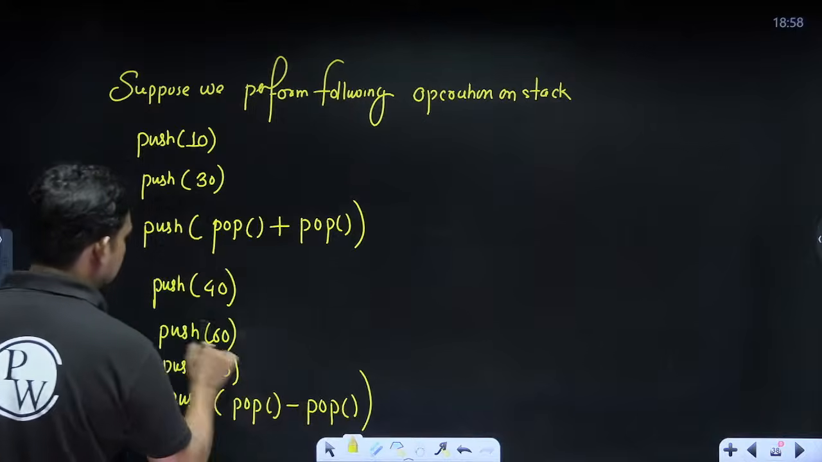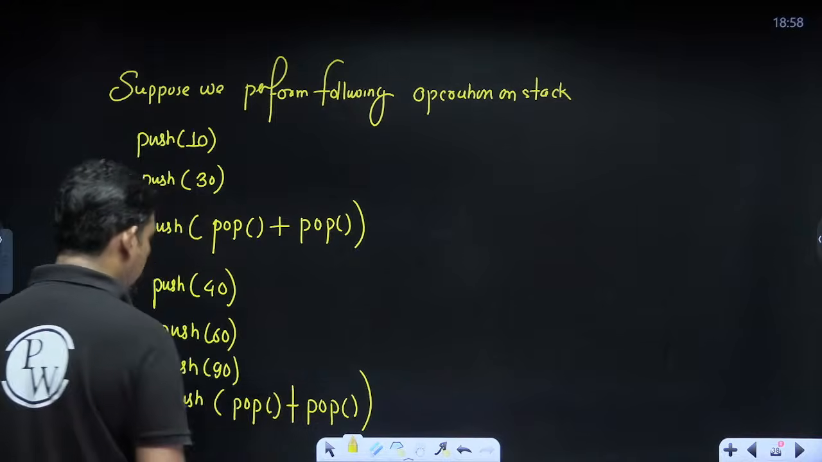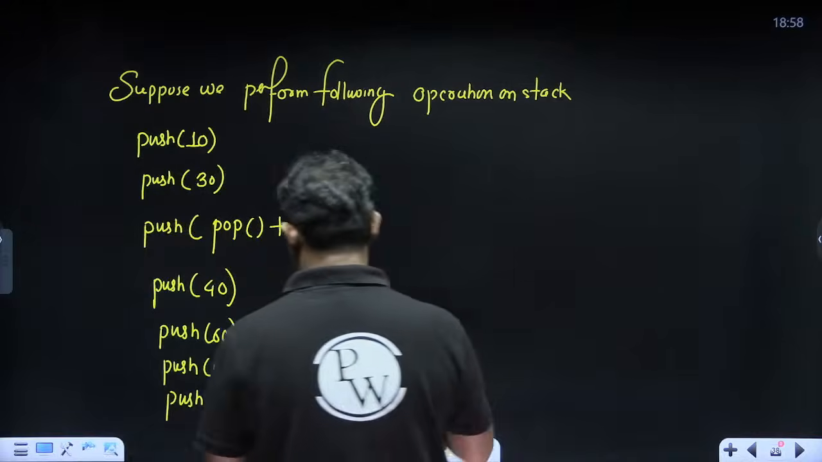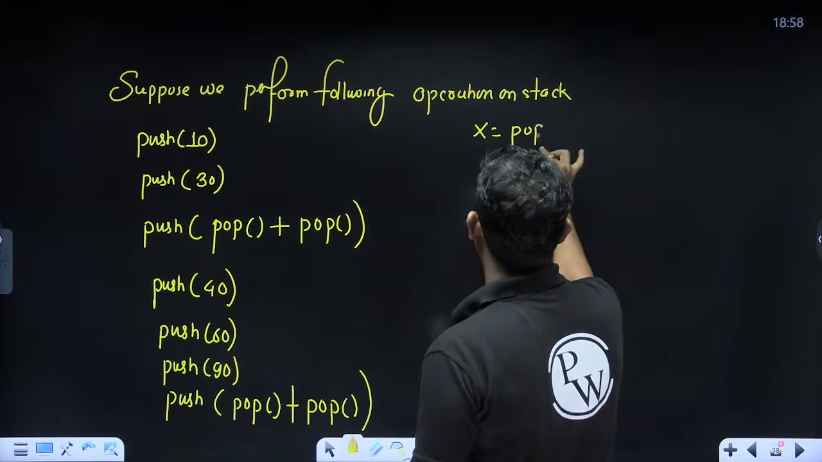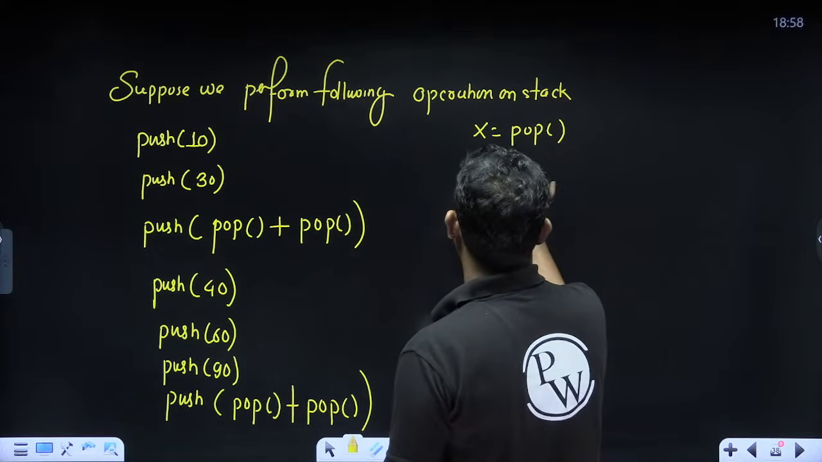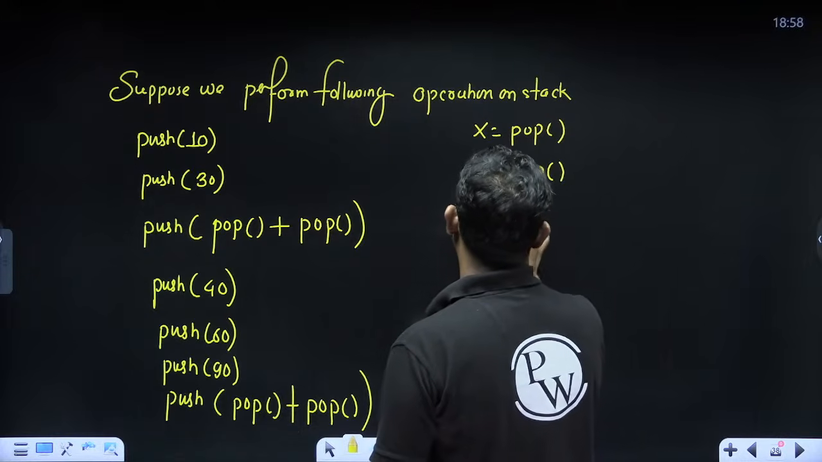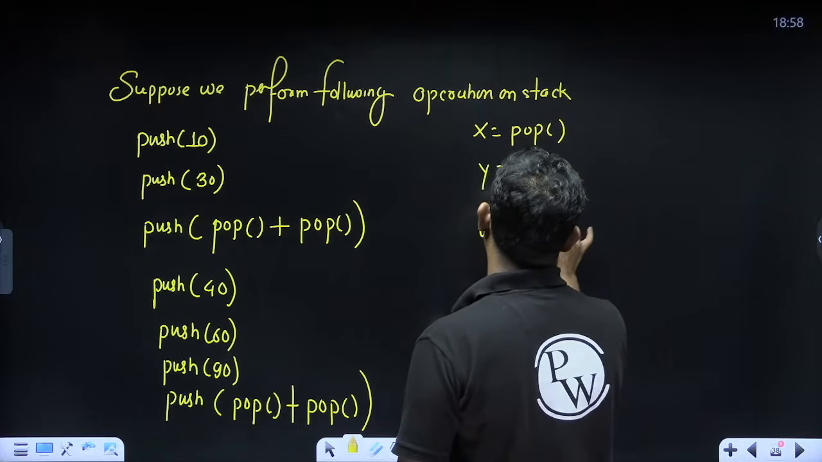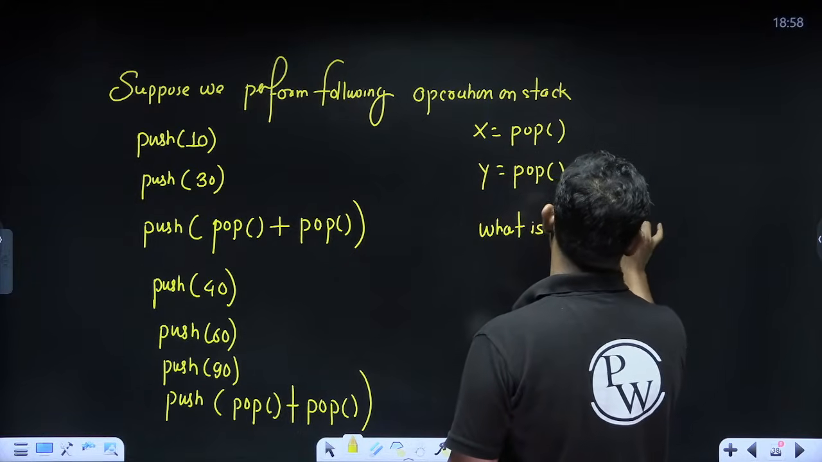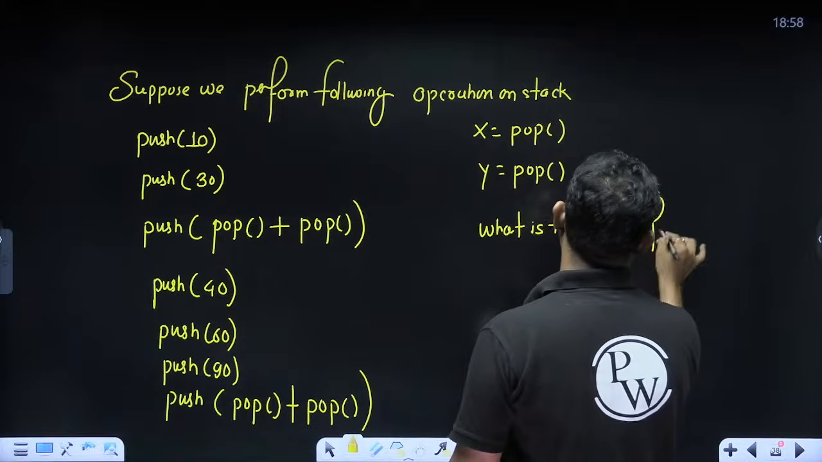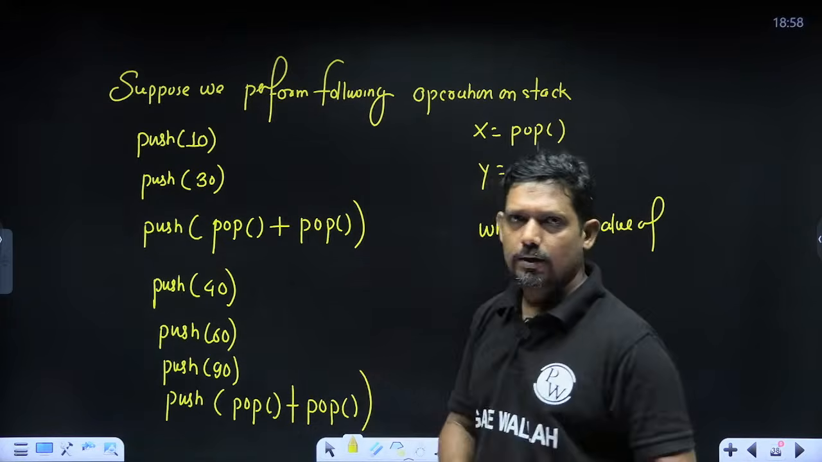Okay, first pop and then second pop. Pop plus pop. Okay. Then x is equal to pop and y is equal to pop. What is the value of x plus y? Okay, straight away new question.